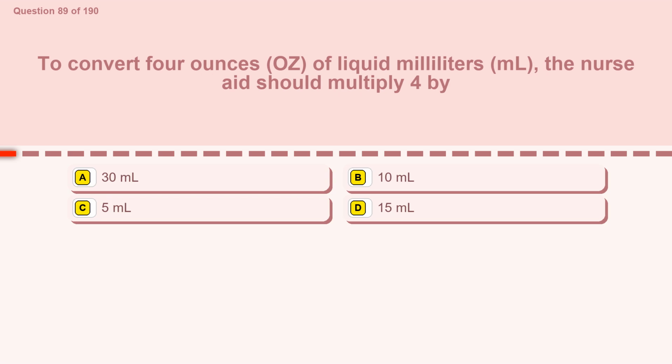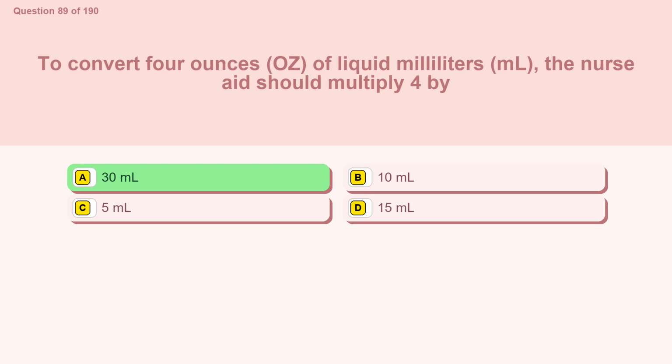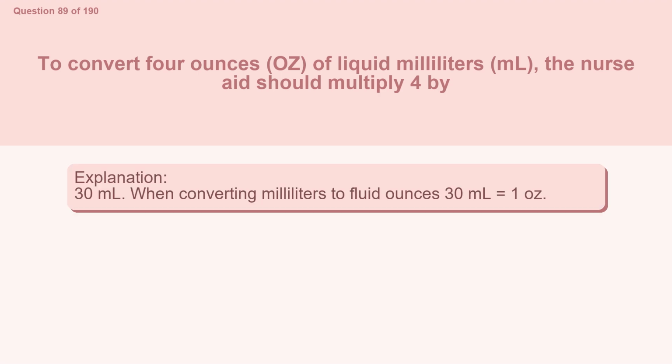Question 89. To convert 4 ounces of liquid to milliliters, the nurse aide should multiply 4 by option A, 30 ml, option B, 10 ml, option C, 5 ml, option D, 15 ml. The correct answer is option A, 30 ml. When converting milliliters to fluid ounces, 30 ml equals 1 ounce.